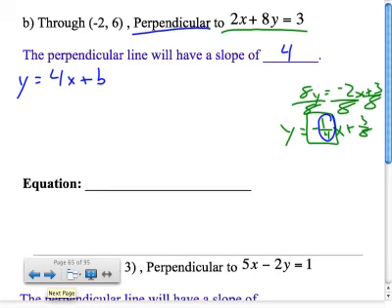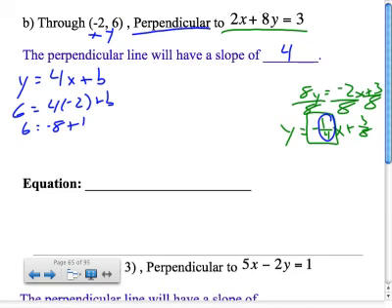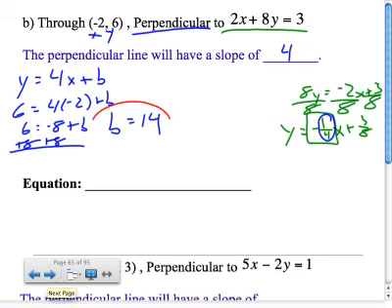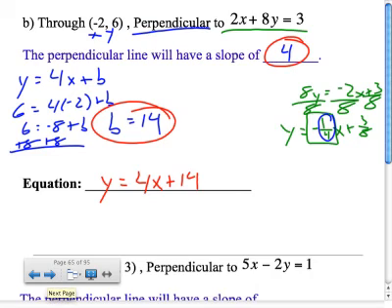Same deal here. I give you an x and a y, so plug them in. 6 equals 4 times negative 2 plus b. So it's 6 equals negative 8 plus b. Add your 8 to both sides, and that tells you that your y-intercept is positive 14. So again, I know my y-intercept, I know my slope, therefore my equation has to be y equals 4x plus 14.